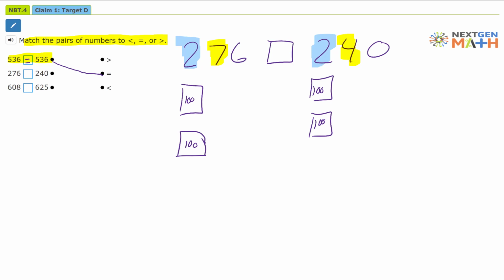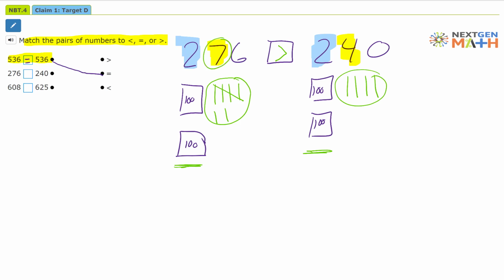Now let's go ahead and focus on the next digit, the tens. So in our first one, we have 1, 2, 3, 4, 5, 6, 7 tens, and our other number has 1, 2, 3, 4 tens. Okay, now we have a difference. So 276 is bigger than 240 because there's 70 and 40 over there. So 70 is bigger than 40. Because the hundreds are the same, we focused on the tens digit, and 70 is bigger than 40. So 276 is greater than 240, so that's going to go up there.